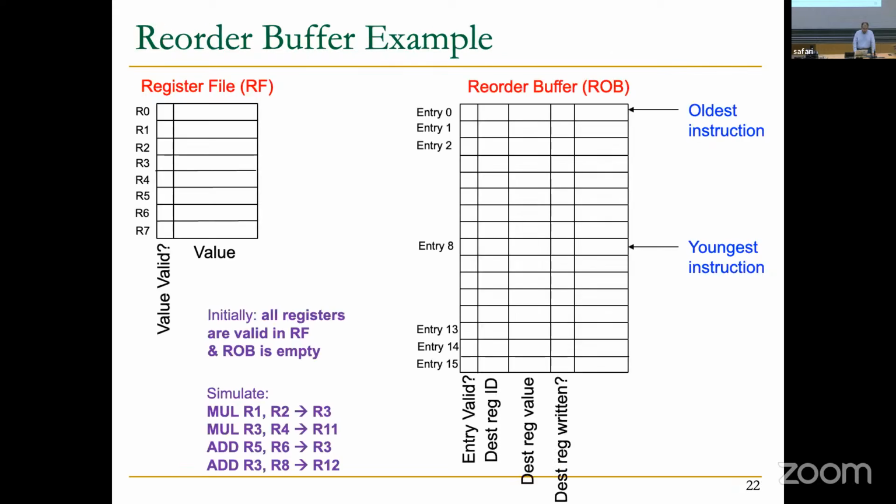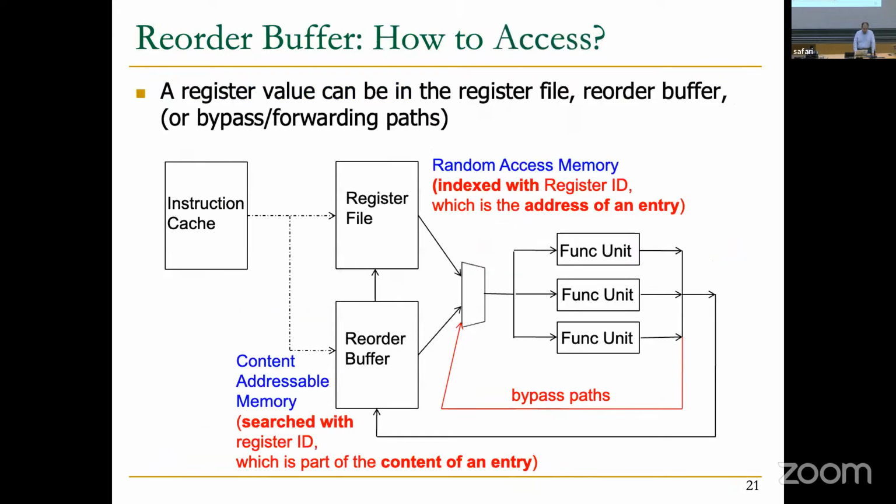In the reorder buffer, when we want to access it, which I forgot to mention, it is actually content addressable memory. So we need to search with the register ID, but the register ID is part of that entry in the reorder buffer. In the register file, you have the register ID that you can use for indirect access. It's very similar to how you access DRAM or SRAM: you provide an address and get your value. But for the reorder buffer, in this example, it's content addressable memory.